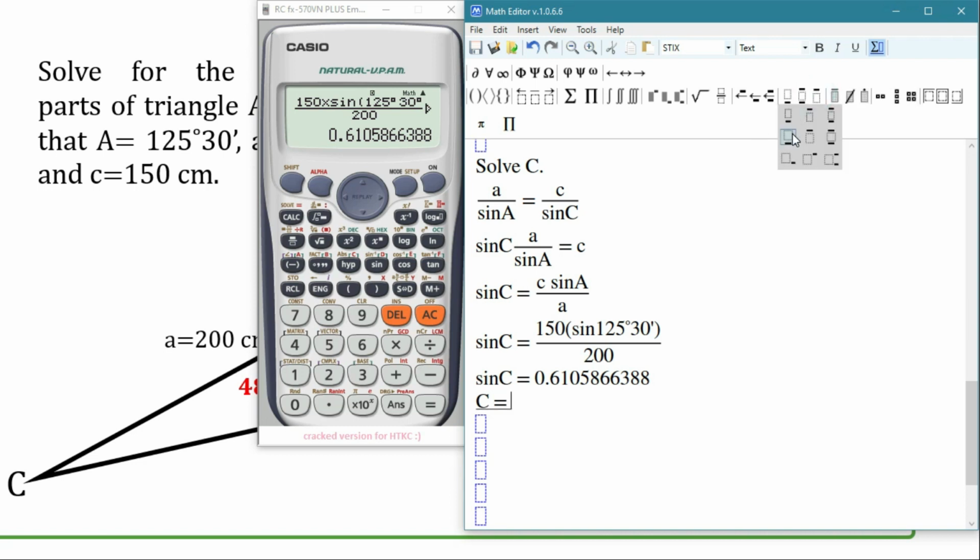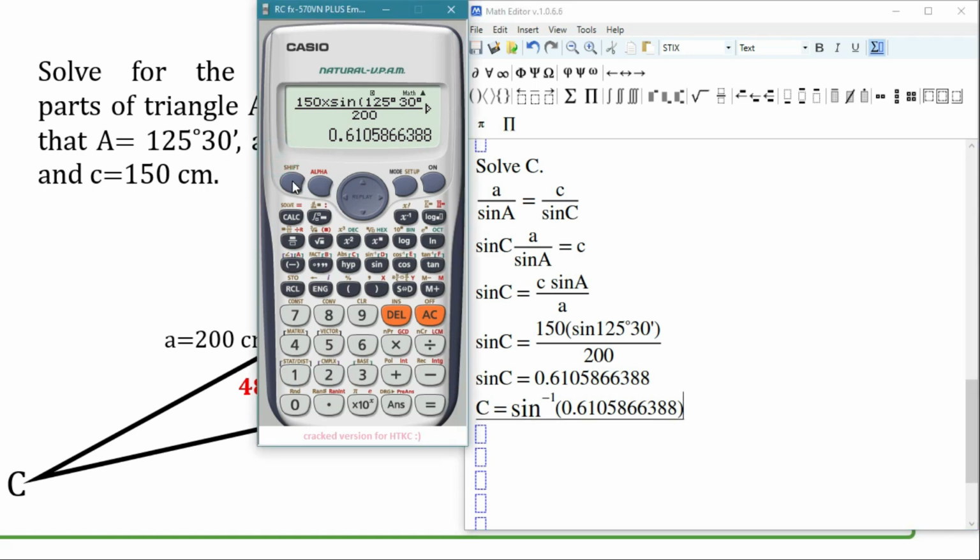C is equal to sine raised to negative 1, multiplied by the value, which is 0.6105866388. Okay. And then, i-enter lang natin siya sa calculator, or we can simply not remove our answer from earlier. That is shift, sine, and then press answer para ma-recall niya yung sagot natin kanina. And that will yield 37.63.